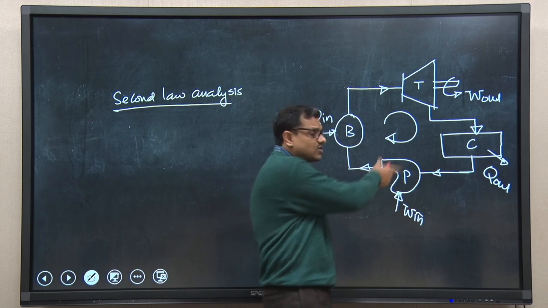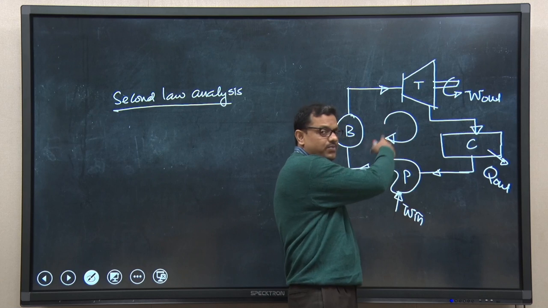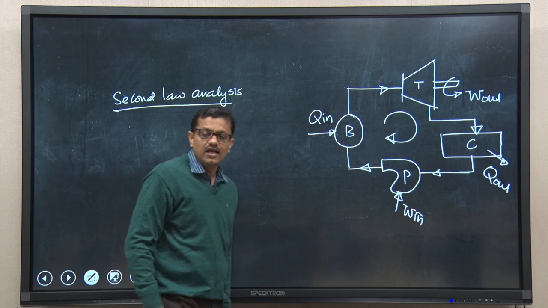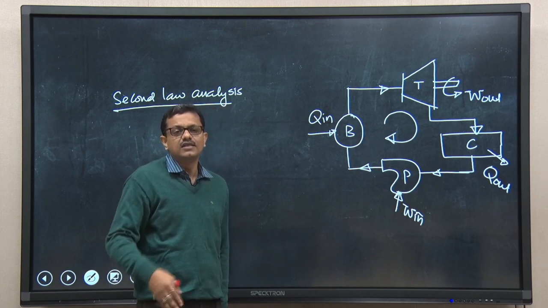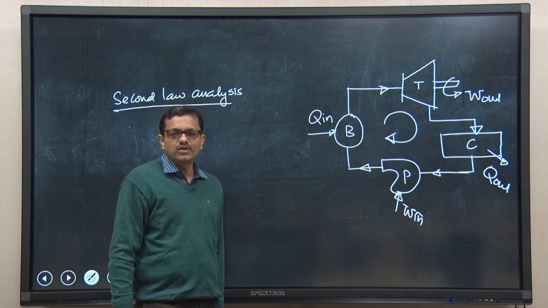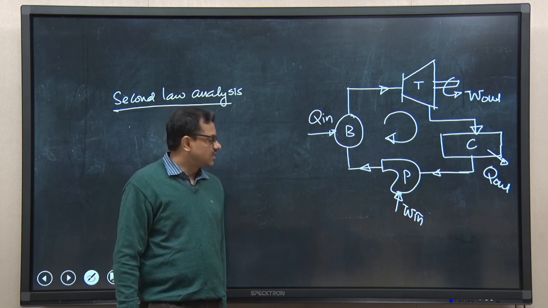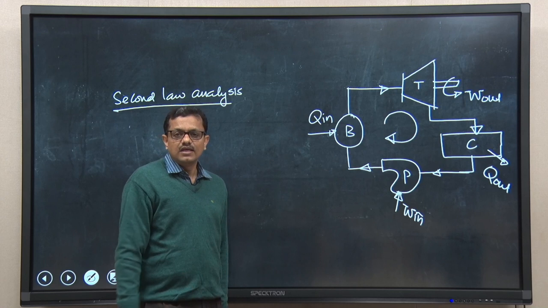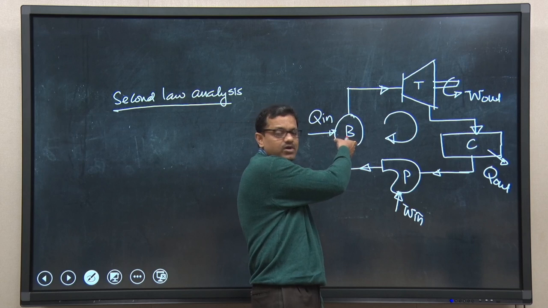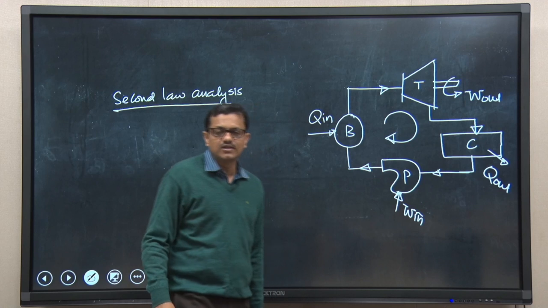So, we cannot call this cycle a completely reversible cycle, because though the processes are internally reversible, these two processes, that is heat addition in the boiler and heat rejection from the condenser, are externally irreversible. So, if these two processes are externally irreversible, we cannot call it a reversible cycle. It is because of this irreversibility, whether during heat addition to the boiler or heat rejection from the condenser, that some degree of irreversibility will be there.